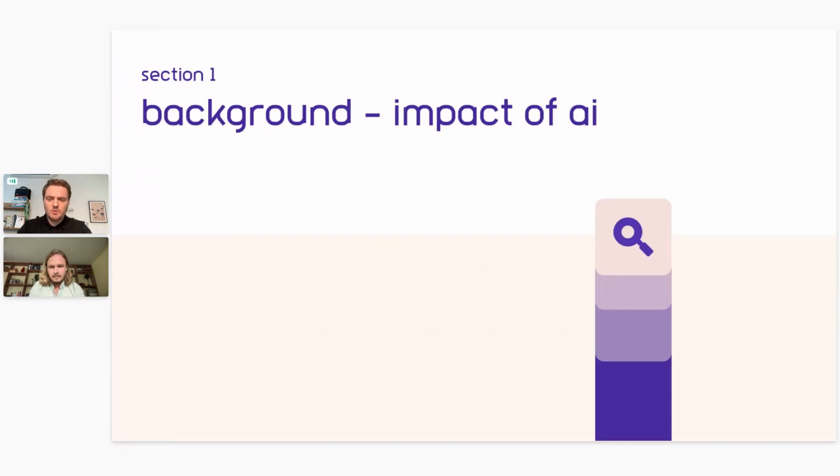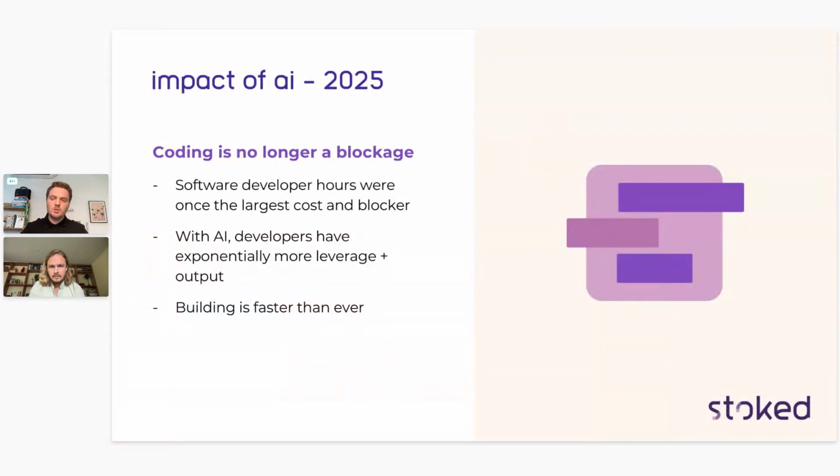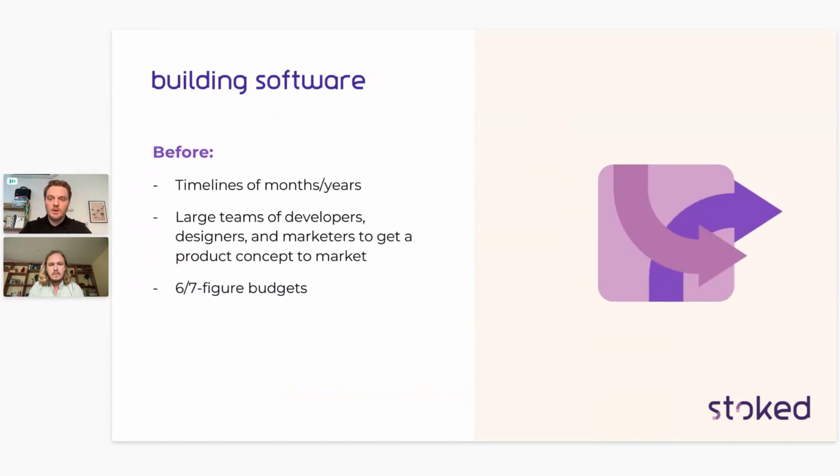So just as a quick background, to set the scene and make sure everyone's on the same page. The key messages and the key points we want to make today, and one of them is that coding is really no longer the blockage it once was. Software developer hours in our world were always the largest cost. They were the biggest blocker. You needed lots of developers, often working very long hours, to bring something to market. And with AI, developers now have exponentially more leverage and output, and thus building is faster than ever. So this is one of the key points. Coding is no longer, we believe, the blockage in terms of building software.